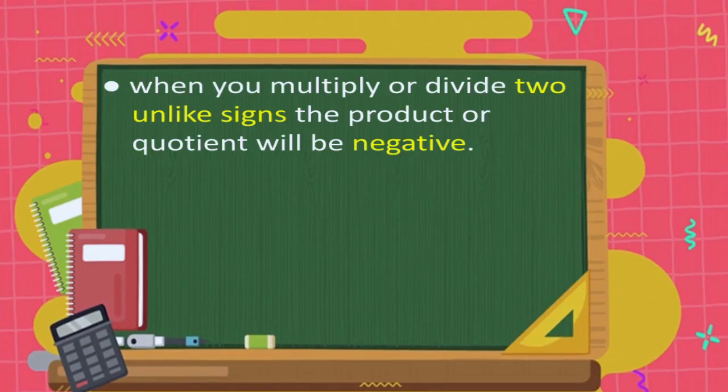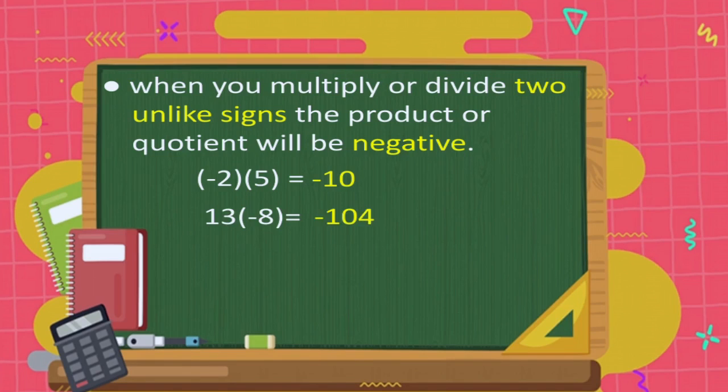How about two unlike signs? When you multiply or divide two unlike signs, the product or quotient will always be negative. Example, negative 2 times 5. Two unlike signs. The result is always negative. So, negative 10. How about 13 times negative 8? Two unlike signs. The result is negative 104.